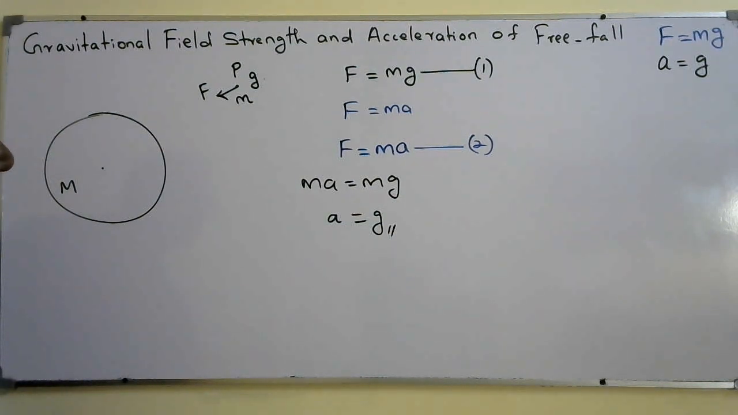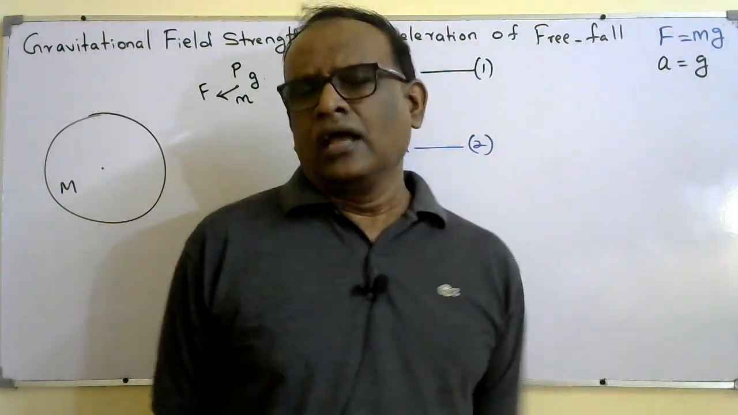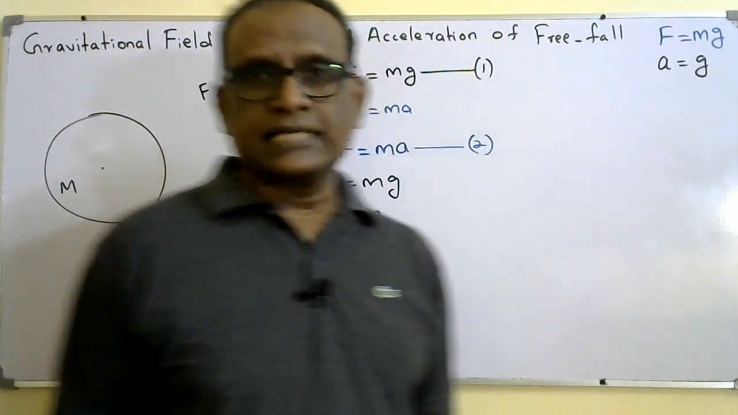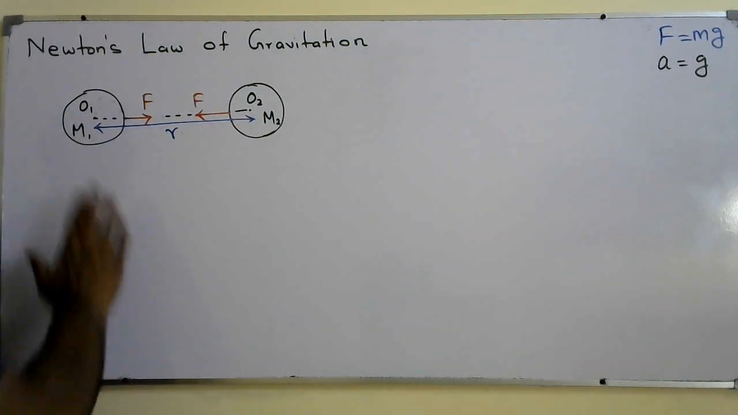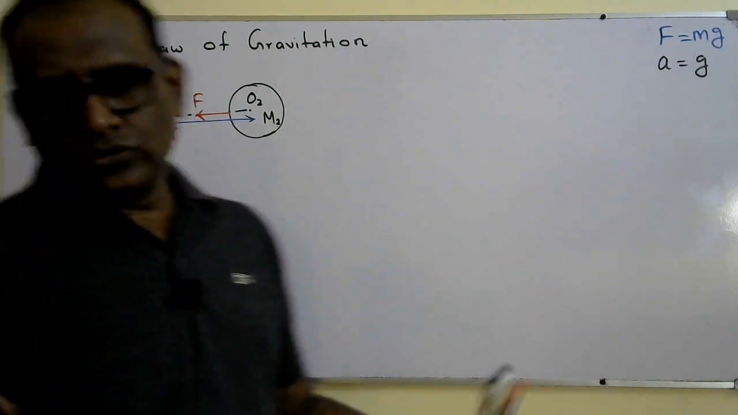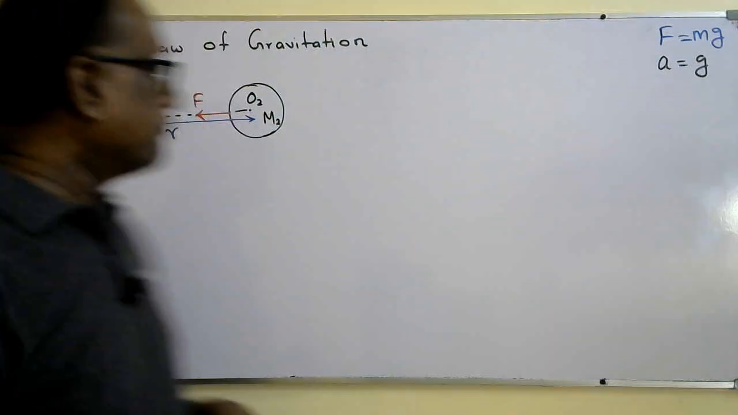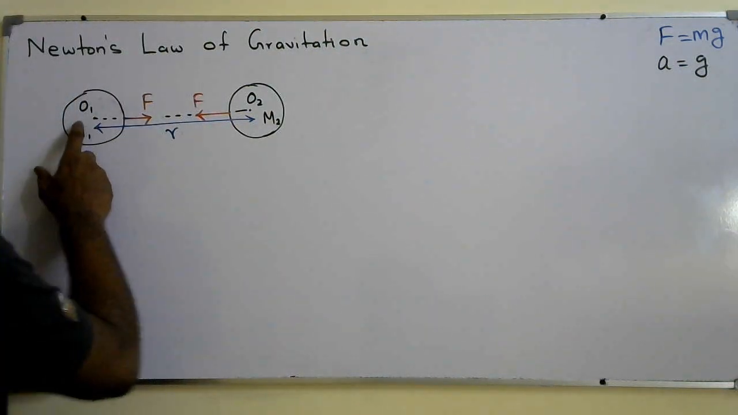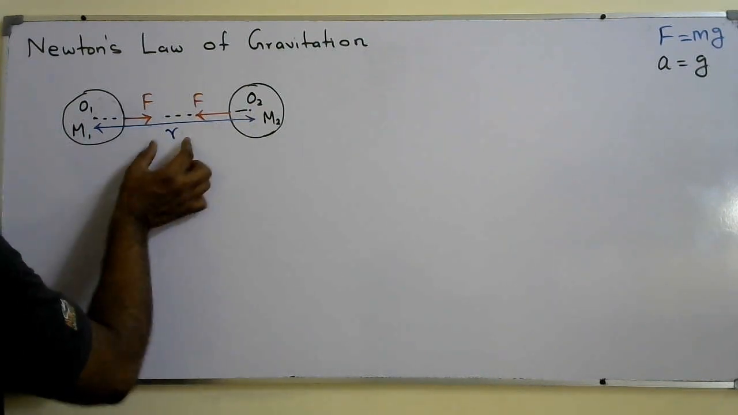You must know this. It's not a derivation, but you should be able to show both are the same. I think this question once came in the Edexcel IAL past paper. Okay, so there are two objects, a planet and an object or whatever it is, with different masses m1 and m2. Their centers of mass are O1 and O2 respectively, and the distance between the two centers of mass is r.